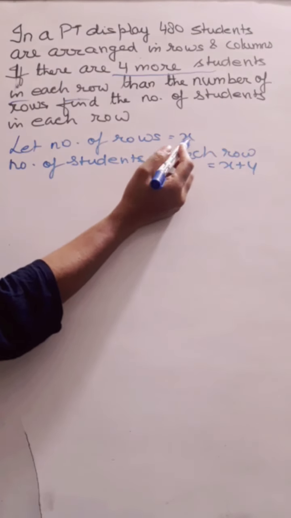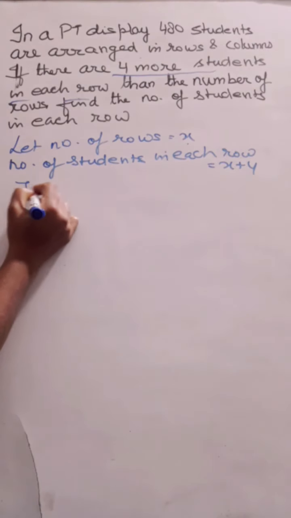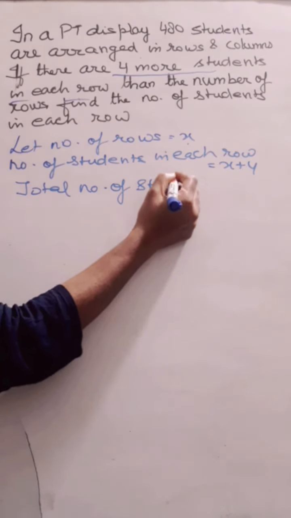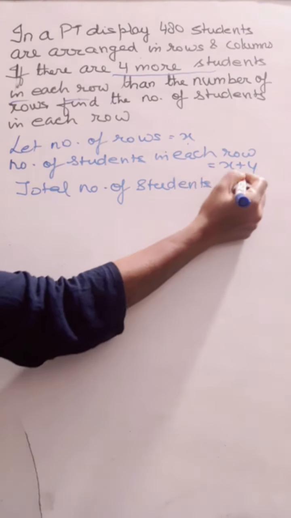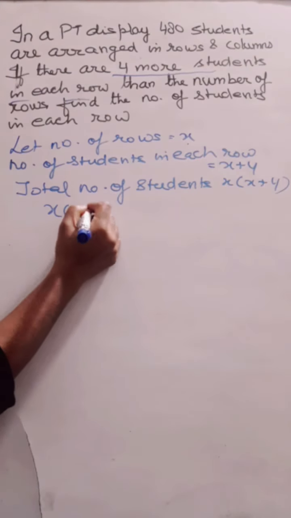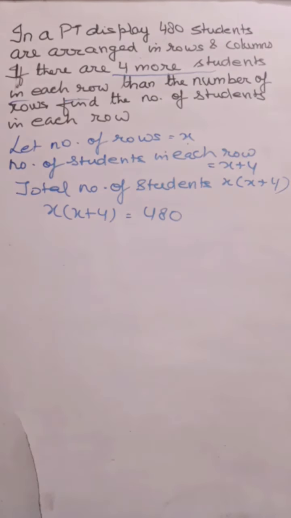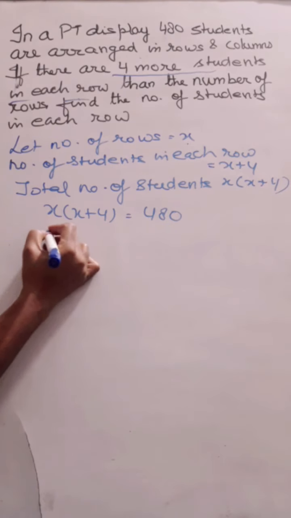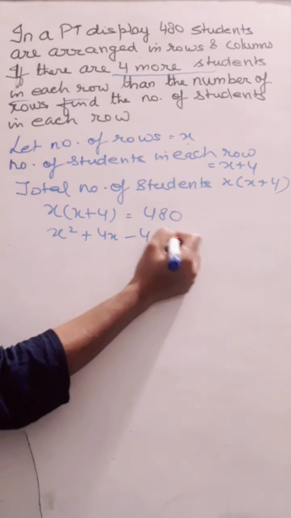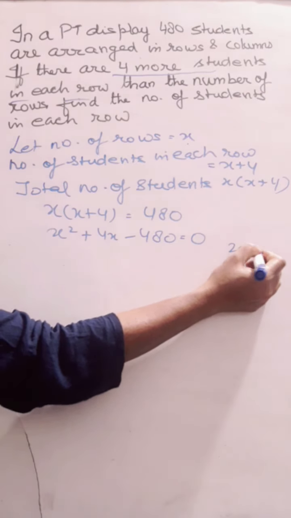Now rows are x and the number of students in each row is x plus 4. So the total number of students will be x into x plus 4. Now in the question it is given that the total number of students is 480. So it means x into x plus 4 is 480. Now we can solve this by making a quadratic equation. This 480 I am bringing it here. Now the factors of 480 which will work here are 20 into 24.